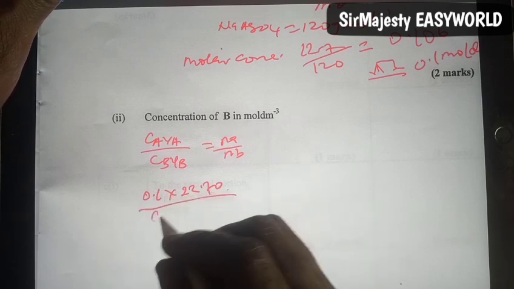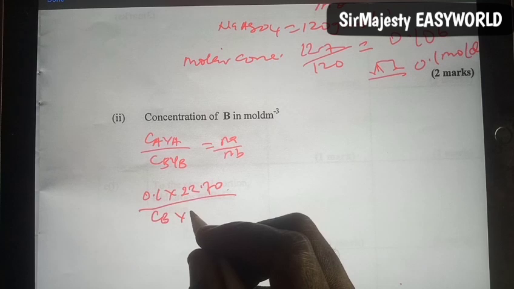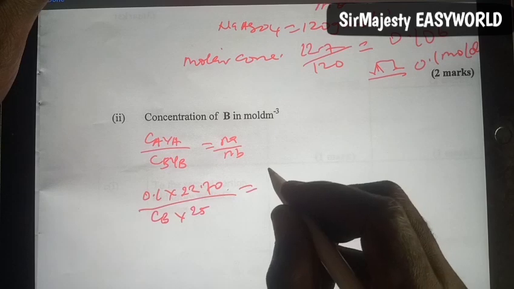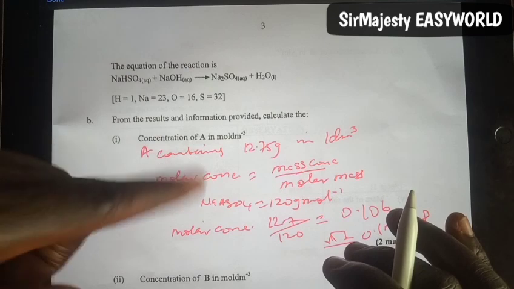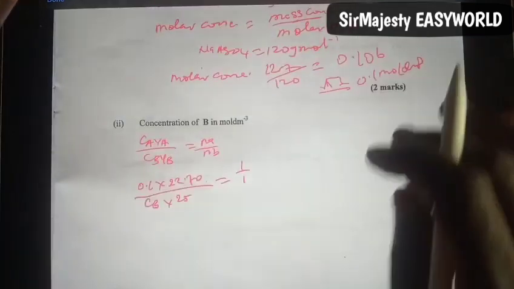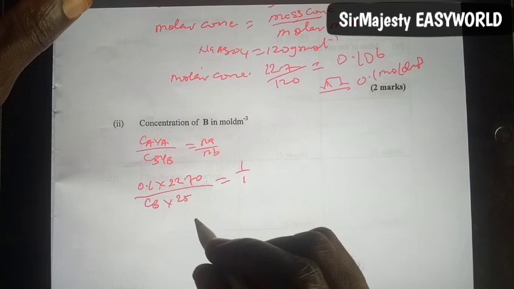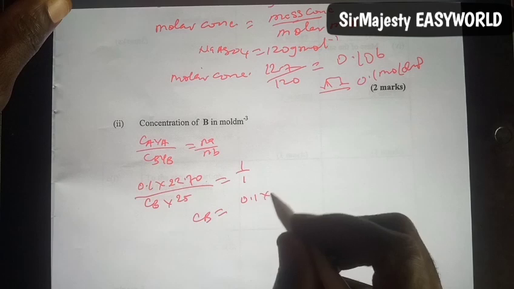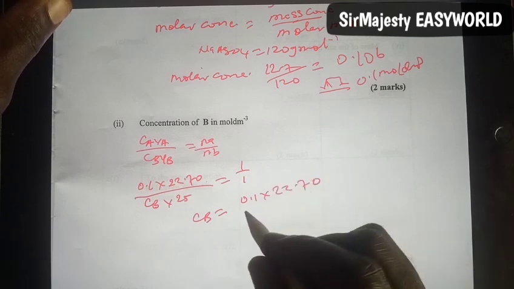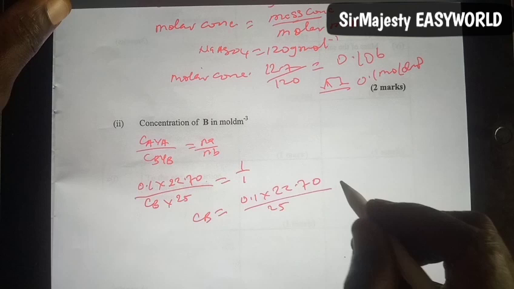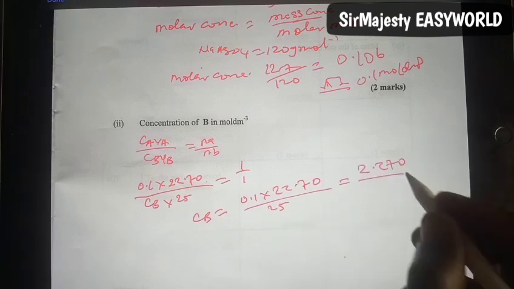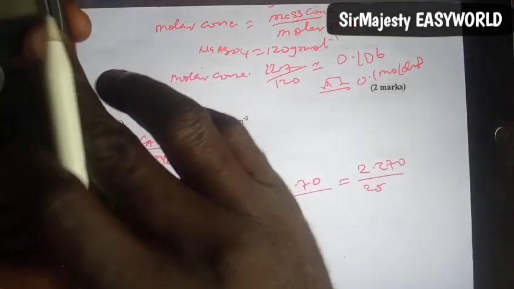That's my VA. The Cb is unknown, times the volume of pipette used. Assume we use 25. If your school used 20, you put it there. Equal to 1 over 1, because checking the equation of the reaction, the mole ratio of acid is 1, that's the coefficient, and here it is also 1, so 1 to 1. So we automatically have that Cb is equal to 0.1 times 22.70 divided by 25, which will now give us 2.270 divided by 25.